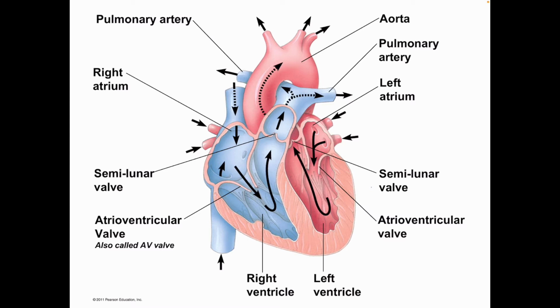Also very important are the valves. The valves between the atria and the ventricles are called the atrioventricular valves, and then the valves in the two arteries are referred to as the semilunar valves. We will talk more about the function of the heart valves in the video on the cardiac cycle.